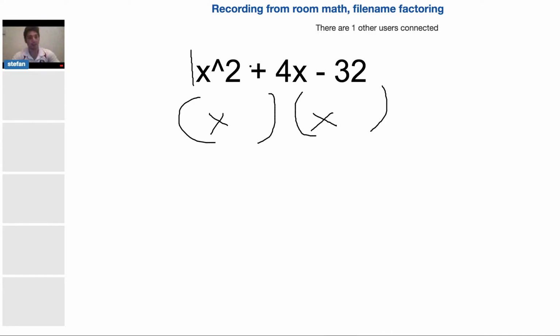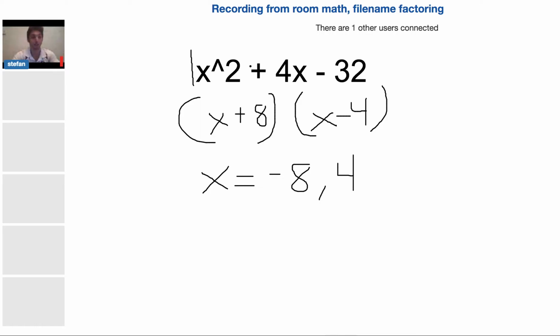So two factors that when you multiply them are negative 32, and when you add them are positive 4. Those two factors would be positive 8 and negative 4. So x plus 8 and x minus 4. And from here, you just solve for x. Negative 8 and 4.